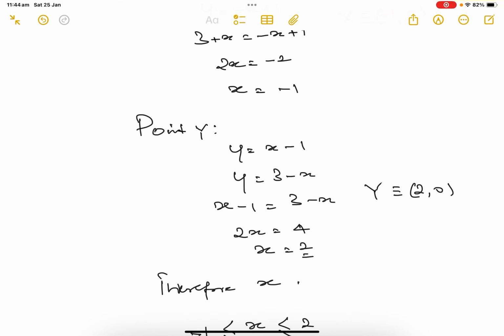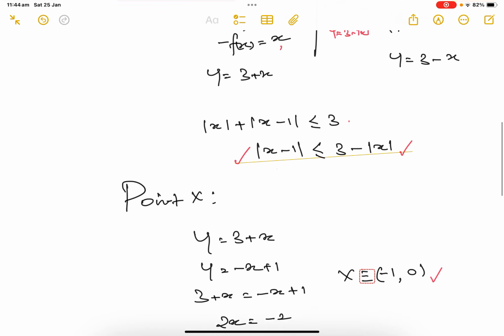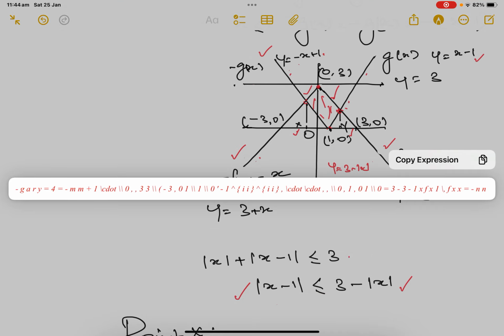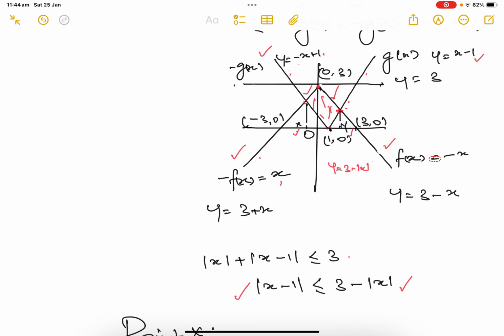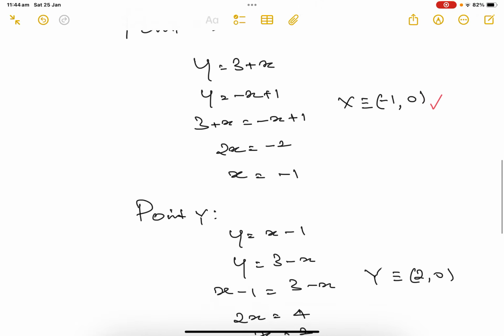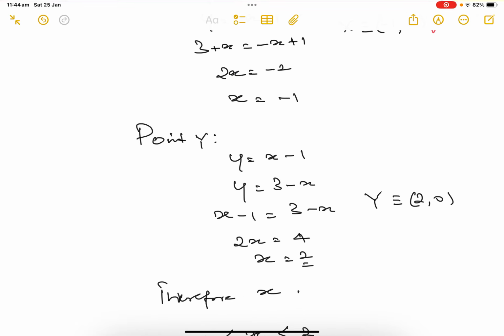Now we have to find the y coordinate. For the y coordinate, there are two graphs here: one is x minus 1, the other is 3 minus x. If it's 3 minus x, y equals 3 minus x. If it's x minus 1, the second graph, y equals x minus 1. So x minus 1 equals 3 minus x. Bring the x to this side, this is 2x, and take minus 1 to the other side. It will be 4, so x equals 2.